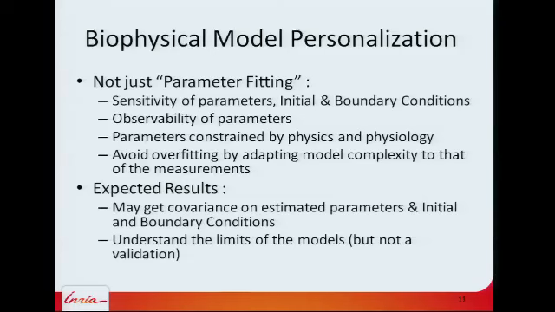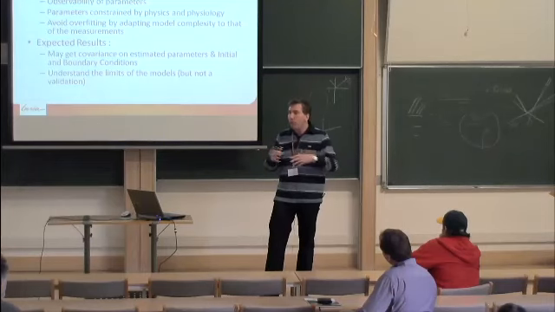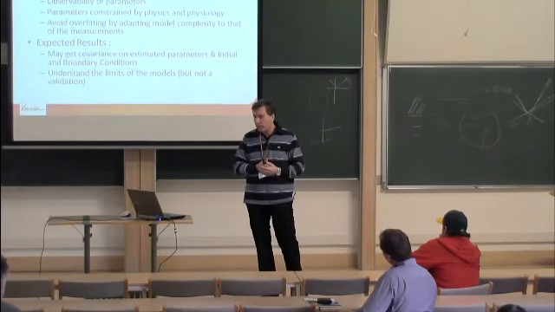Also, the parameters are related to physiology and physics. It means that they have a constrained range of values. You know that the stiffness of a myocardium is not the stiffness of concrete. So this must be taken into account. And finally, I think it's key also to design your model such that the complexity of the model matches the complexity of your observations. So if you observe very sparse measurements of, let's say, electrophysiology, it may not be a good idea to try to fit a very complex electrophysiological model on those data sets. That's what I mean here.